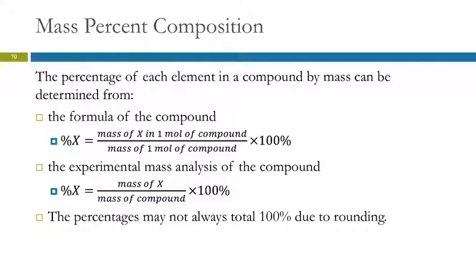We can also get the percent composition by analyzing the compound, essentially destroying the compound, breaking it down into its elements, and figuring out, well, what mass of X was in this compound? I know the starting mass. You take the mass of X, you divide by the mass of compound that you got it from, you multiply by 100. If you do that for each element in a compound, they should add up to 100. It's not always going to be perfect because of rounding and experimental error, but it should be close at least.